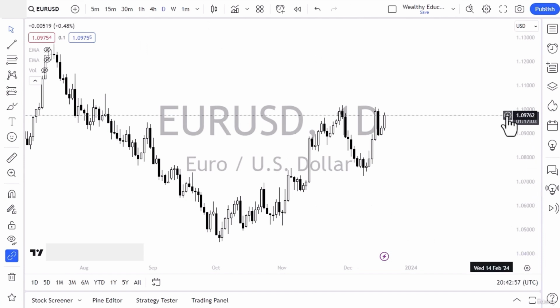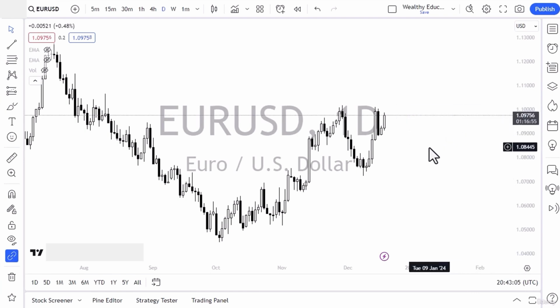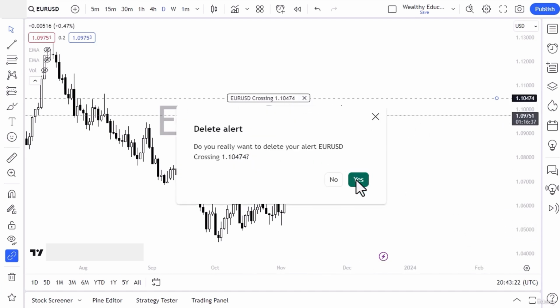You can also, if you go over here with your mouse and you see this little plus, click the plus there and add an alert. If you add an alert there, you can have it ding. It can tell you, like, if the euro crosses the 1.10474 level, for example. You can X out of that. You want it deleted? Sure.